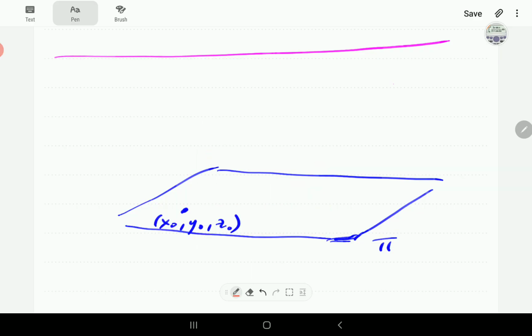And then we imagine there is a vector which we're going to call n, and this vector is perpendicular to this plane, so we call it the normal of the plane. We imagine that n is given by the vector a, b, c. Then we need two vectors in the plane that are not parallel to each other.